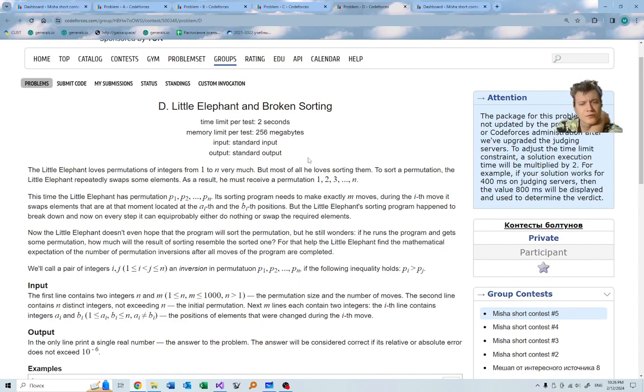But the Little Elephant's sorting program happened to break down, and now on every step it can equiprobably either do nothing or swap the required elements. Now the Little Elephant doesn't even hope that the program will sort the permutation, but he still wonders: if he runs the program and gets some permutation, how much will the result resemble the sorted one? Help the Little Elephant find the mathematical expectation of the number of permutation inversions after all moves of the program are completed.